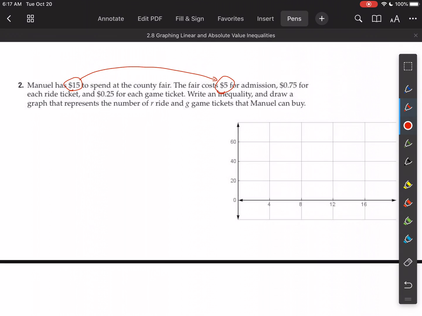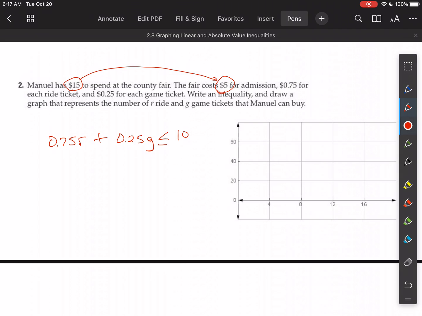When you just say that out loud, you can almost envision the inequality that you're going to need for this. So the rides, which is 0.75, we'll call it R for rides, plus the games, 0.25 times the number of games they play, is less than or equal to, because you could spend all of it, $10. Okay, so there's an inequality that you can use.